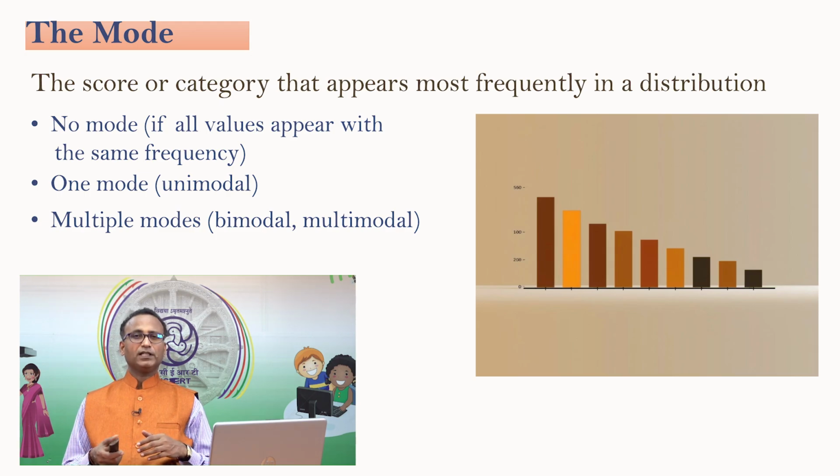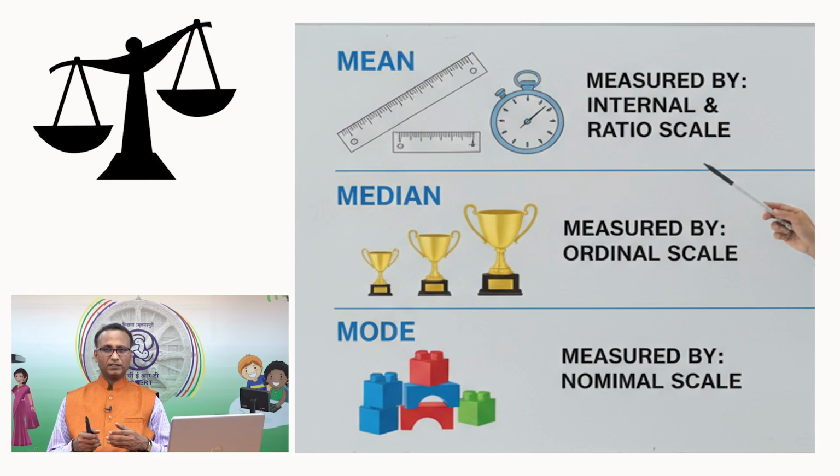So, these are the three different types of measures of central tendency: mean, median, and mode. Again I am telling, the median is useful when your data is measured in terms of an ordinal scale. When your data is in a nominal scale, then you have to go for the mode, but when your data is in an interval scale or ratio scale, you have to go for the mean as a measure of central tendency.